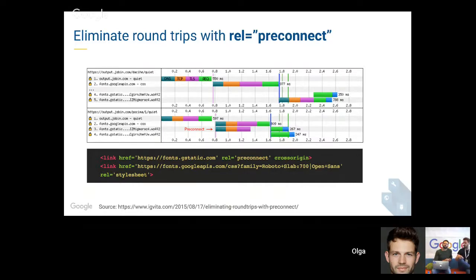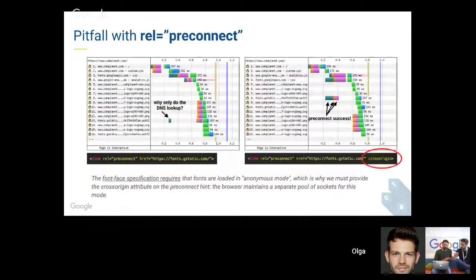It's definitely worth it. However, one thing to mention is that on the next slide, you've got to make sure that you use the cross-origin attribute here, because otherwise, as you see in the left waterfall and the right waterfall, in the left waterfall we didn't use cross-origin, and what happens is you only do the DNS lookup. So you're not doing the full thing. If you use cross-origin, you actually do the TCP and TLS negotiation as well. The reason for that is, as the quote below says, the font face specification requires that fonts are loaded in anonymous mode, which is why we have to add cross-origin.